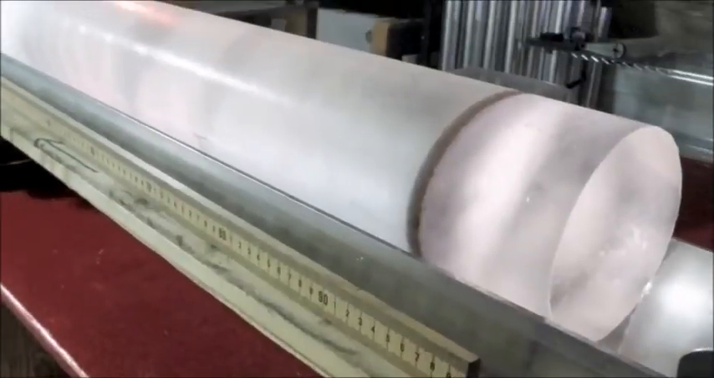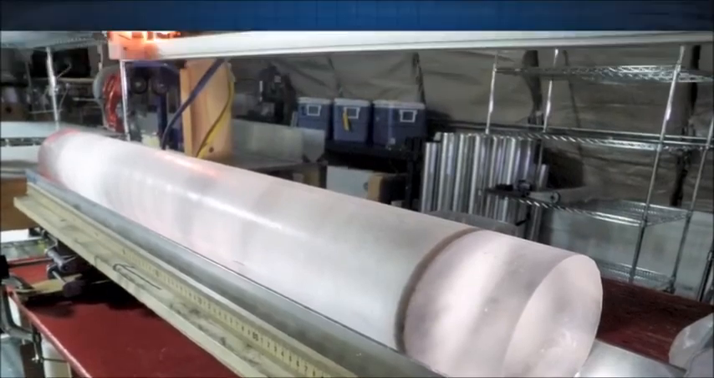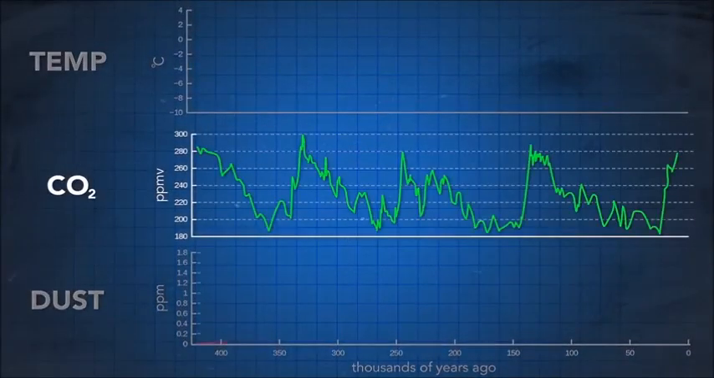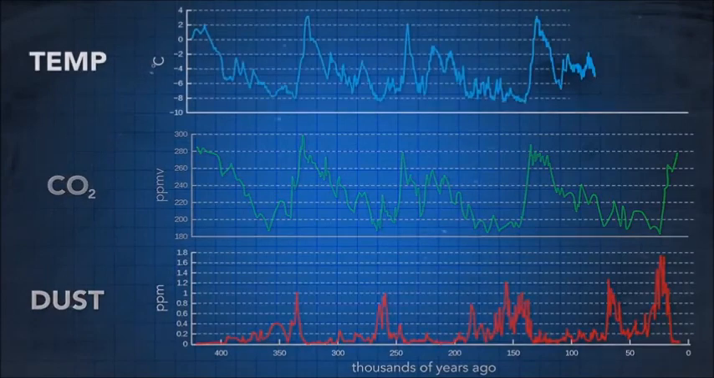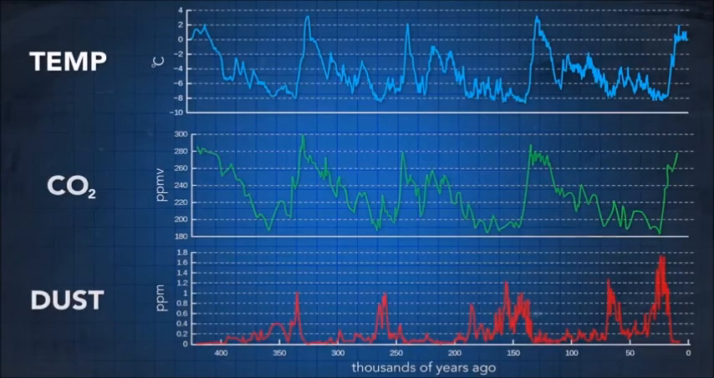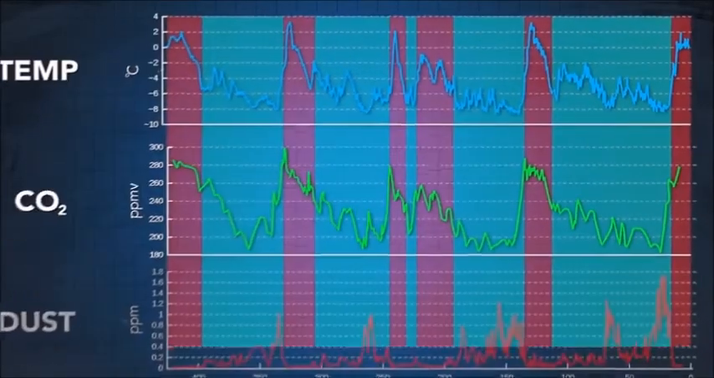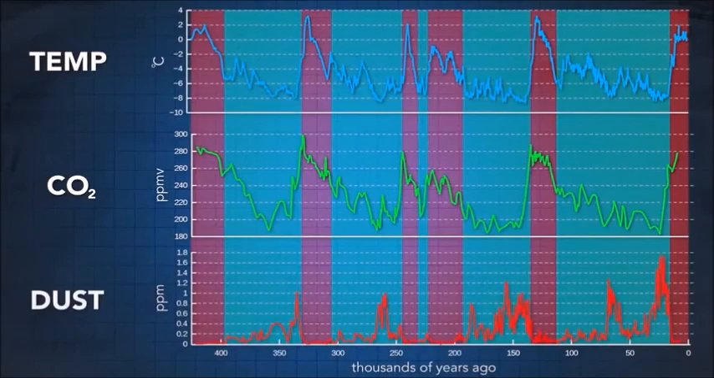By drilling into the ancient ice preserved beneath Antarctica and analyzing the composition of the trapped air bubbles, we've been able to determine historic carbon dioxide levels, dust concentrations, and even reconstruct temperature. Now, looking at this, it's pretty easy to see the correlation between carbon dioxide and temperature, but their correlation with dust might not be as obvious.